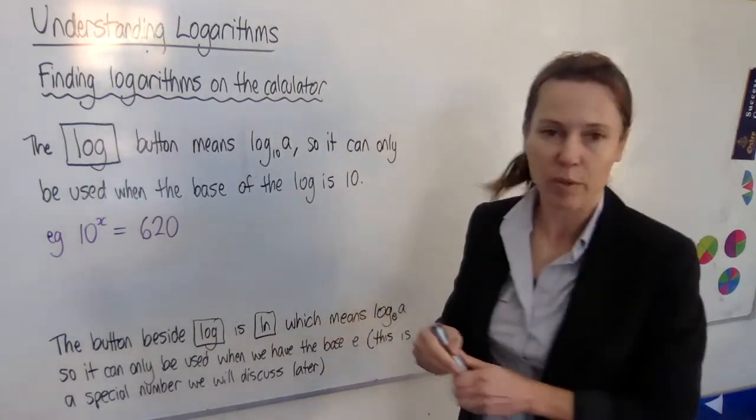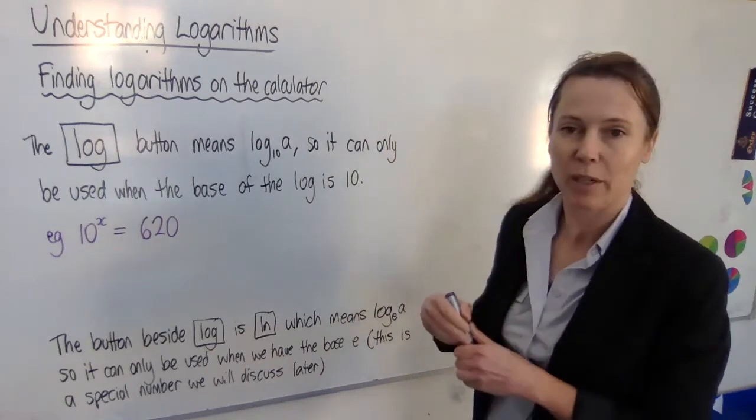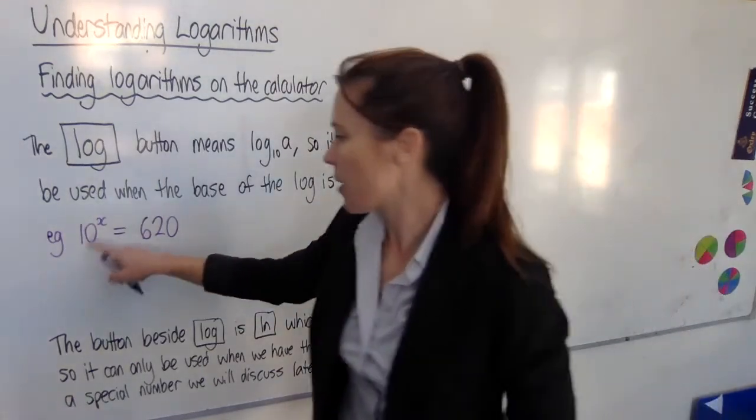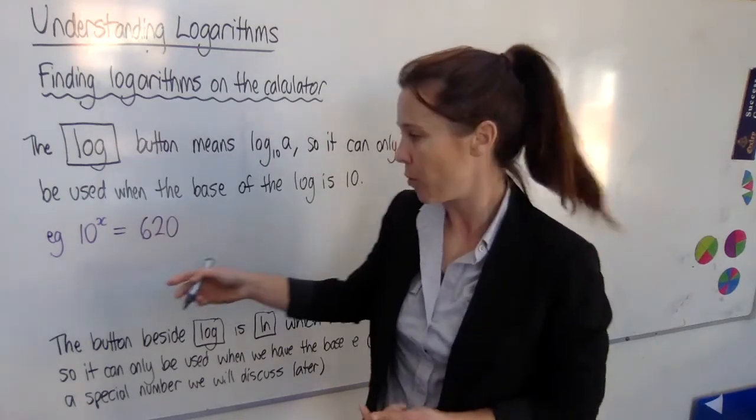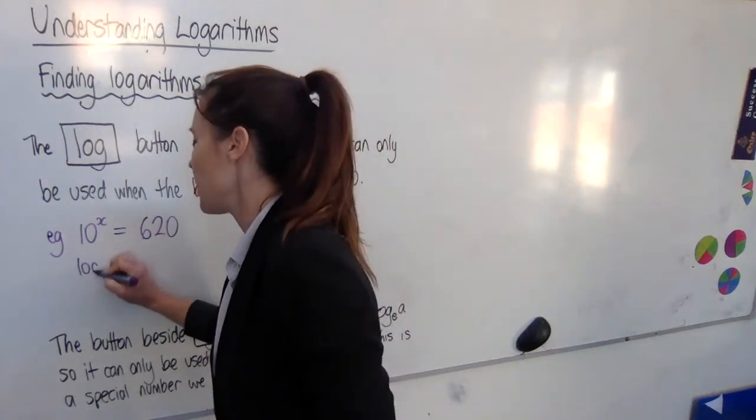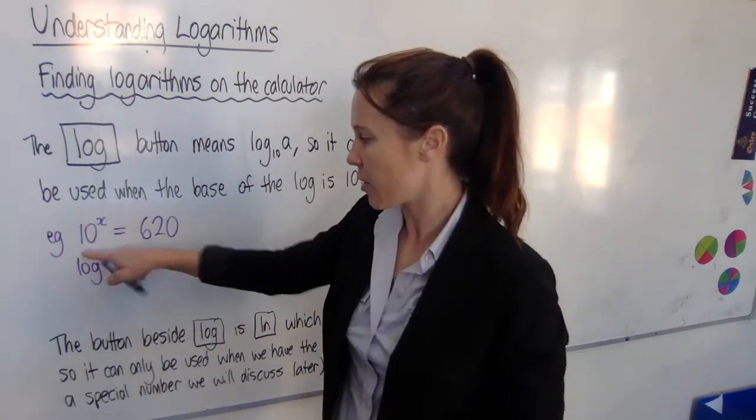So let's look at an example that does have a base of 10, so we can actually have a practice of using this. 10 to the power of something is 620. Now we want to rewrite this in log form, tell the story, so start by writing down the word log, and then start here with your base.